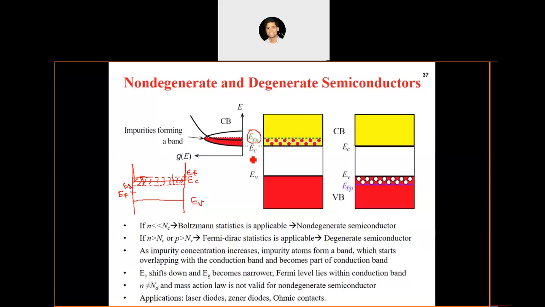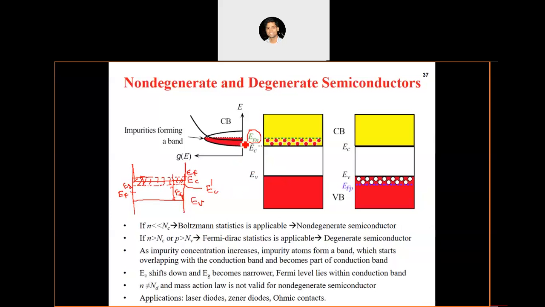And this EC, which was earlier here, now, because of this overlap, will be shifted downwards. Let us say I am denoting it by EC prime. So this EC has shifted, and because of that, the band gap will be narrower, isn't it?